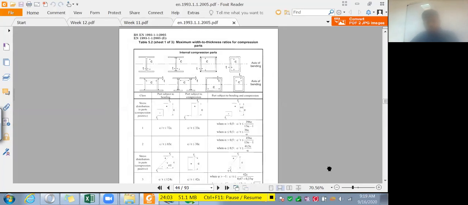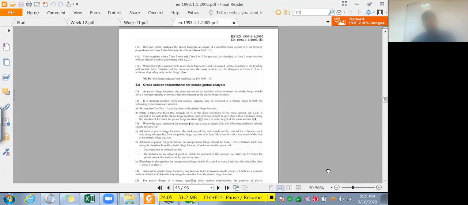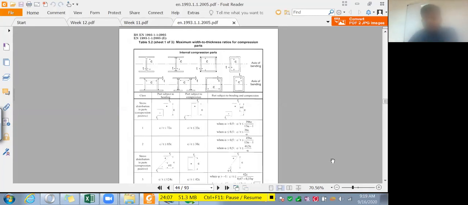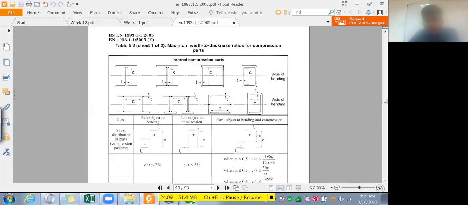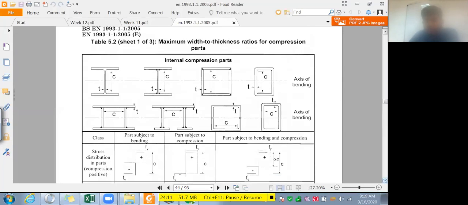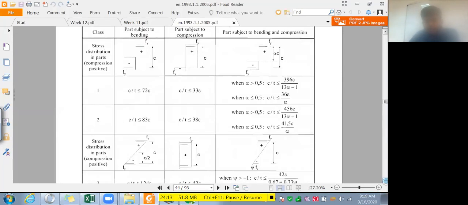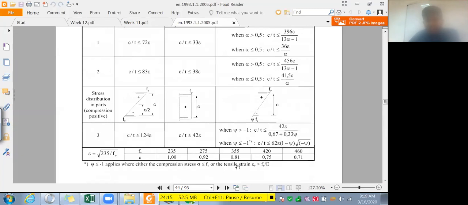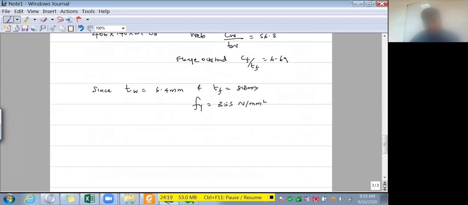Table 5.1, 5.2. Table 5.21 is for the web. So your epsilon is 0.81.